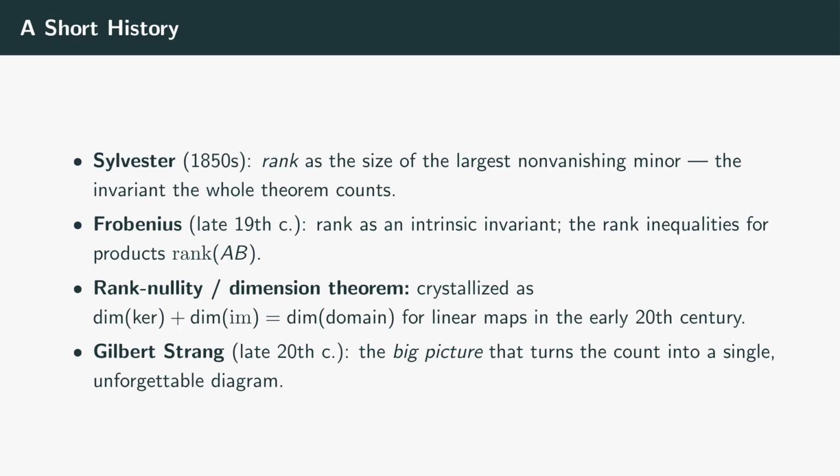A short history. The star of this theorem is rank, defined by James Joseph Sylvester in the 1850s as the size of the largest non-vanishing minor. Georg Frobenius, late in the 19th century, made rank an intrinsic property of a matrix and proved the rank inequalities for products. The rank-nullity theorem itself, also called the dimension theorem, was crystallized in the early 20th century in its cleanest abstract form. For any linear map, the dimension of the kernel plus the dimension of the image equals the dimension of the domain. That is exactly our statement, nullity plus rank equals n, dressed in the language of transformations.